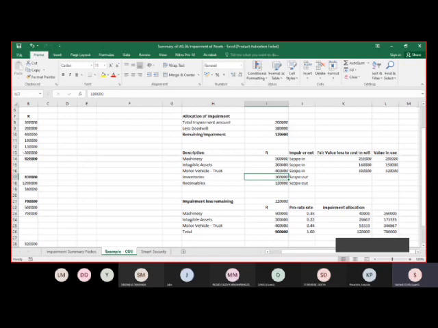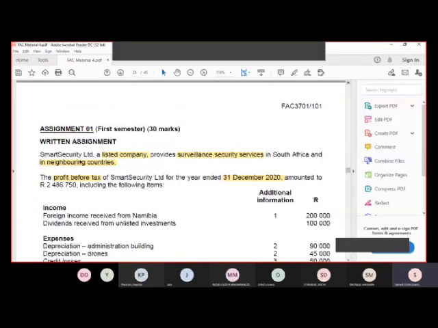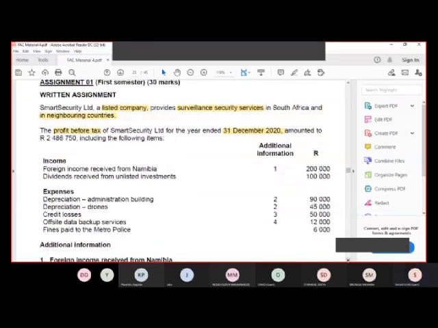So yeah, okay, guys, for the sake of time, let me move on to the example that Sibongile wanted me to do. Let's go through the question first before we go to the solutions. Ne? So they are saying Smart Security Limited, a listed company, provides civilian security services in South Africa and in neighboring countries. So they are basically rendering services of security, civilians, right? The profit before tax of Smart Security for the year ended 31 December 2020 amounted to 2486750, including the following items. So it means these items below are included in this profit here. So take that into account.